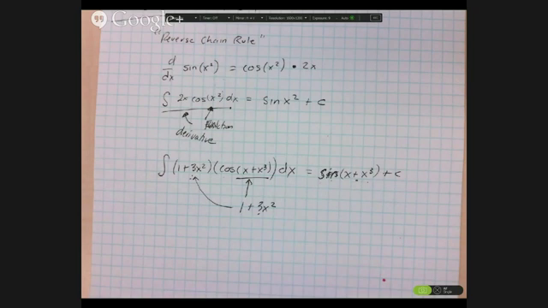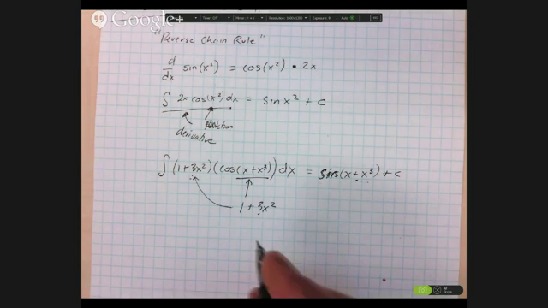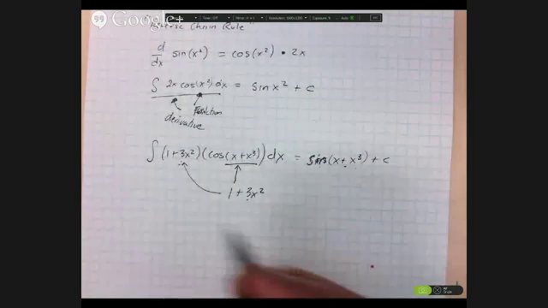For some people this reasoning works. For others who are a little bit more mathematical, it makes it a little easier if there's some structure. So this is called U substitution.